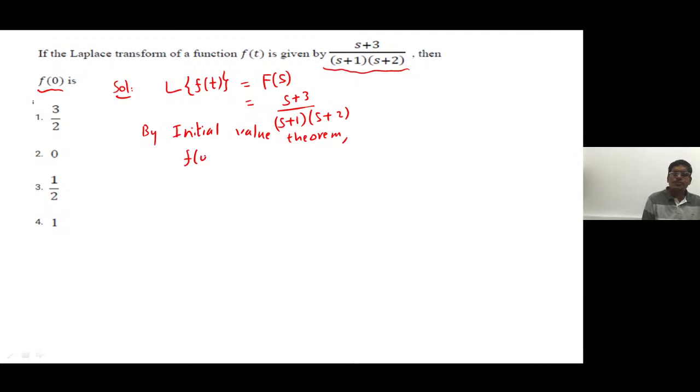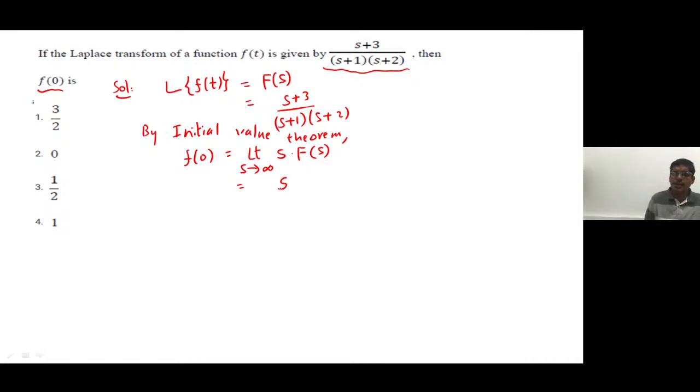f of 0 is equal to limit s tends to infinity of s times the function of s, that is capital F of s. So we know that in limits problems tending to infinity, if possible, convert into reciprocal terms of s. S reciprocal is 1 by s, s square reciprocal is 1 by s square, square root s reciprocal is 1 by root s. Why should we convert? When s approaches infinity, 1 upon s square tends to 0, so the calculation is very easy.